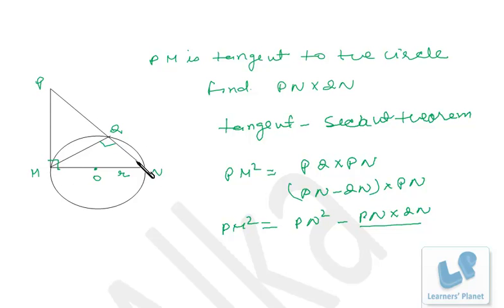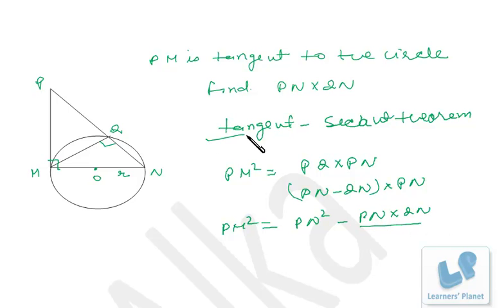PN square is what? Hypotenuse. PM square is what? Perpendicular. So hypotenuse square minus perpendicular square will be base square. Base is what? 2r because r is radius. So base is 2r. That means the square is 4r square. So PN square minus PM square will be 4r square. That means PN into QN is 4r square.